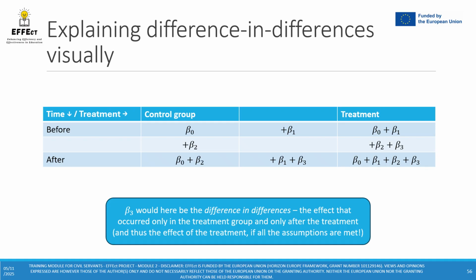As we have learned, betas capture the impact. And in this case, beta 3 would capture the impact of our intervention, only if all the assumptions are met, of course. How we will set up this practically, that's what we will learn in the following.